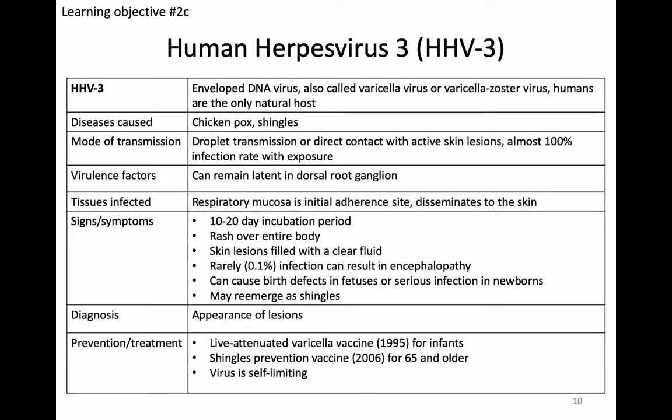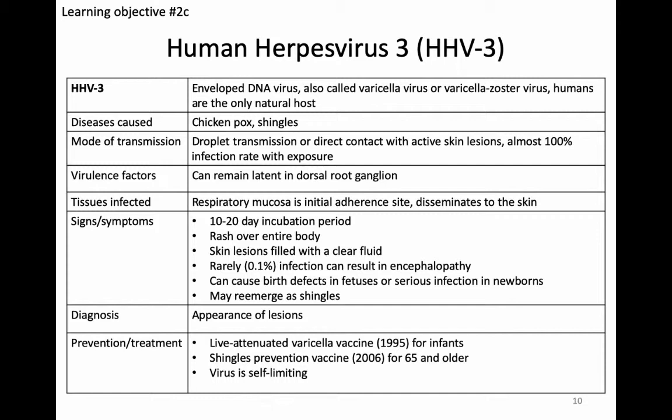Okay, the last of the skin diseases is human herpes virus 3. So this is a viral disease which is a member of the herpes family, and there are several of these, including the sexually transmitted infection herpes. This one is the virus that causes chickenpox and shingles. It's also called varicella virus or varicella zoster virus. It is an enveloped virus, so it has that extra lipid layer outside of its capsid, and it has a DNA genome.